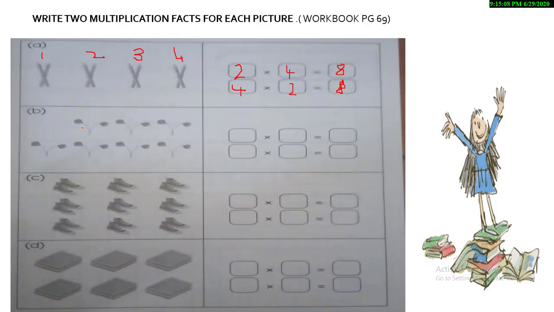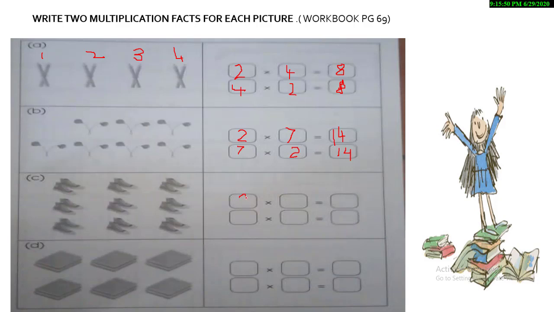Okay, again you can see that there are two flowers joined together, so I will quickly mention 2. And how many groups are there? 1, 2, 3, 4, 5, 6, 7. So 2 sevens are 14. I will quickly mention my answer. If you know the 2 times table, you will be happy like this girl. And now quickly change the places. 7 will come at the first place, 2 will go at the second place, and 14 will come as it is. Yes.